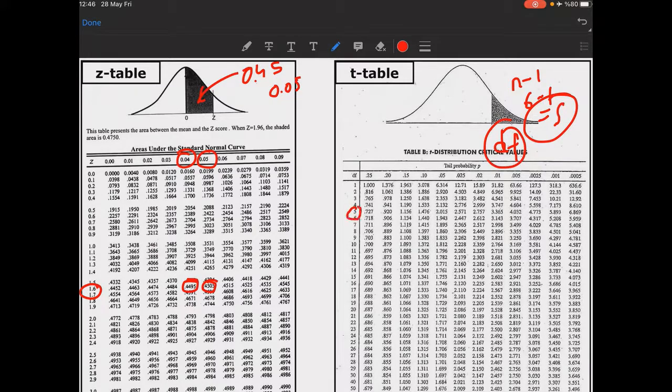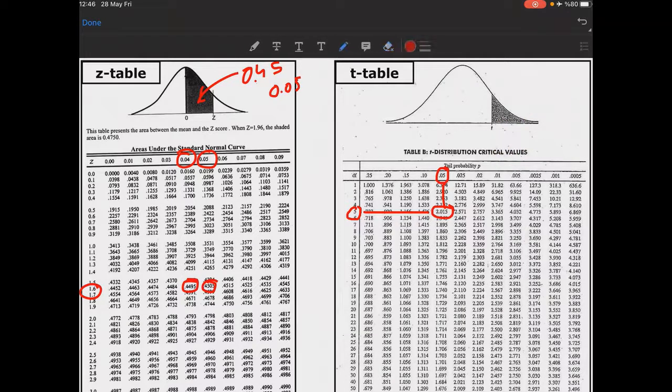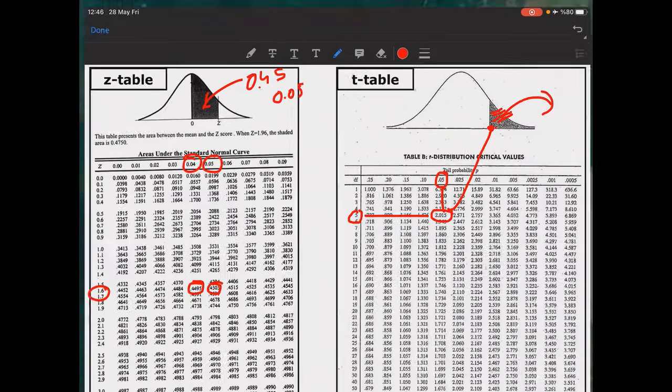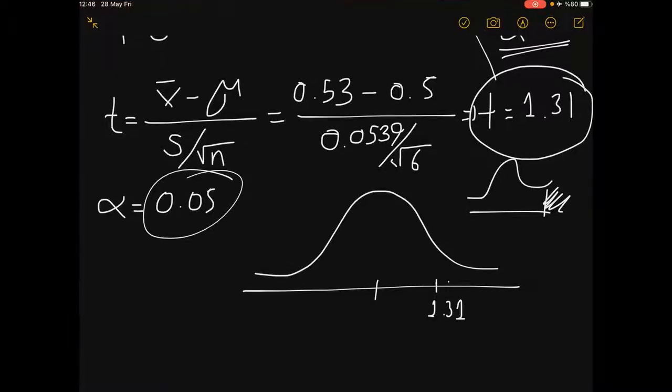And in that row, your tail probability is 0.05, and the corresponding value here should be 2.015. So that's what we have here. If we're on the right hand side, we will reject H0. If we're on the left hand side after the transformation, we cannot reject H0. Now let's put it and try to make a conclusion.